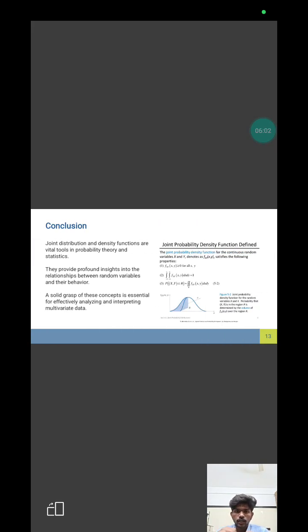Conclusion. Joint distribution and density functions are vital tools in probability theory and statistics. They provide profound insights into the relationship between random variables and their behavior. A solid grasp of these concepts is essential to effectively analyzing and interpreting multivariate data.